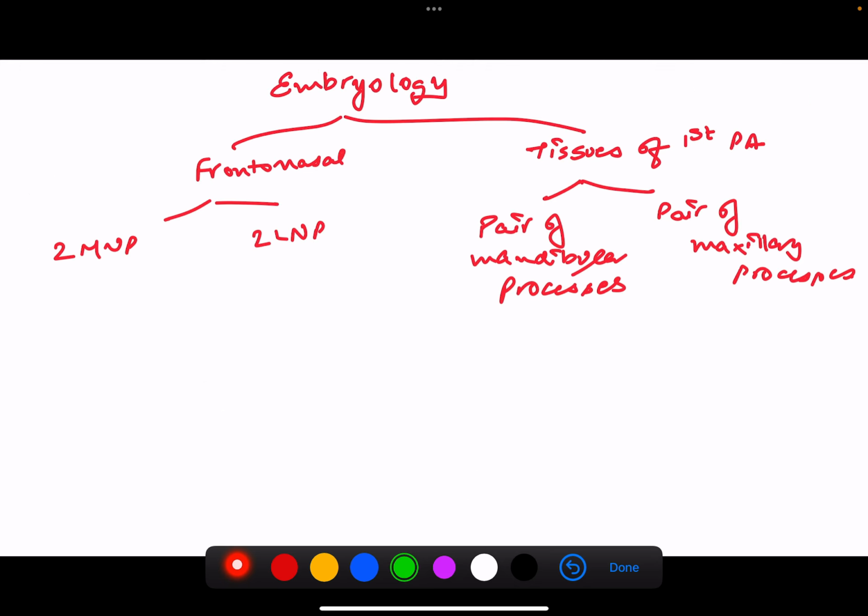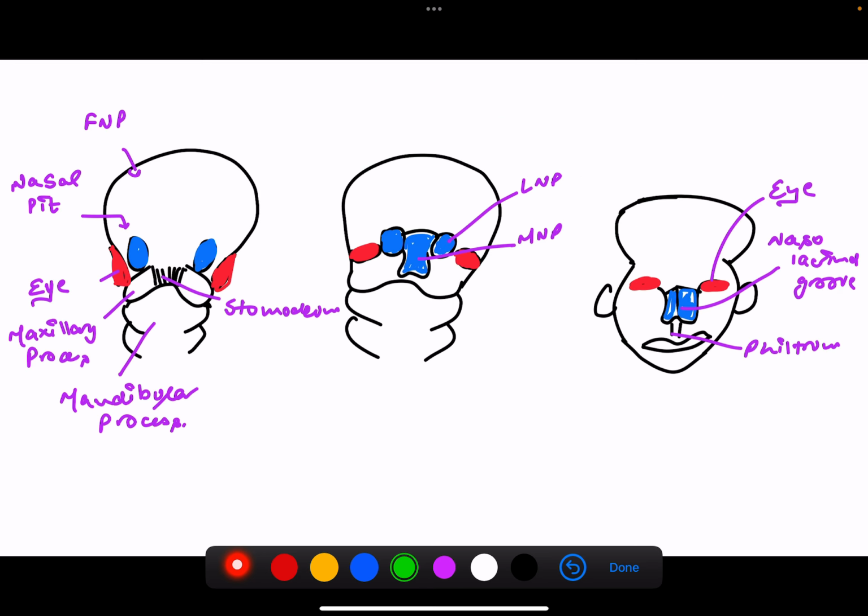Now coming to the embryology. So the face basically develops from the frontonasal process and tissues of the first pharyngeal arch. For the frontonasal process, it gives 2 median nasal processes and 2 lateral nasal processes, while the first pharyngeal arch provides a pair of mandibular and a pair of maxillary processes. The maxillary process will further form the palatine process.